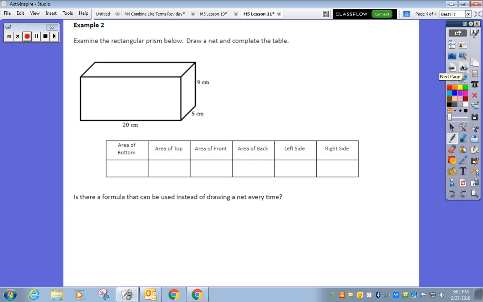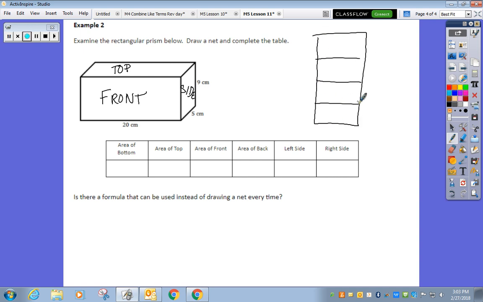So with the next one, once again, they want us to draw the net and fill out the table. We've got our front, our top, and our side. Again, just looking at the dimensions, I always draw my 4 rectangles down the center with my 2 coming off the sides here. Again, I'm not too specific that it's to scale as long as you have numbers in the correct place. That's what's important to me at this point. So I have 20, I have 9, and I have 5.